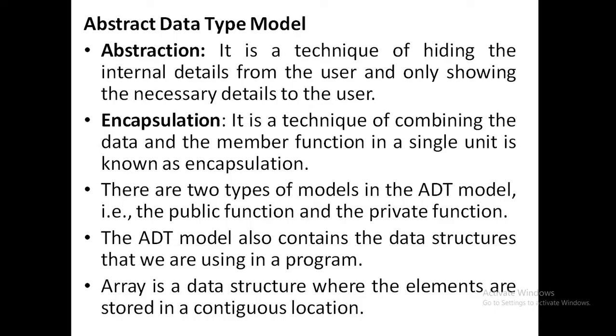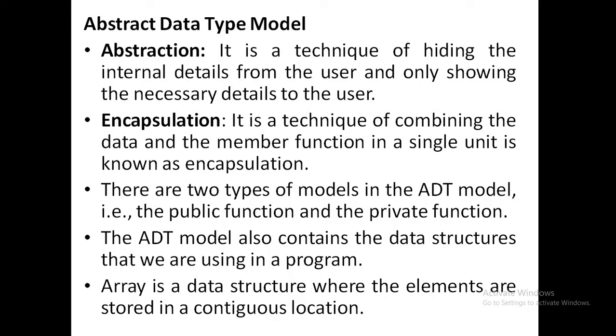Abstract data type model. Abstraction. Abstraction is a technique of hiding the internal details from the user and only showing the necessary details to the user. Encapsulation. It is a technique of combining the data and the member function in a single unit. There are two types of models in abstract data type model, that is the public function as well as the private function. The ADT model also contains the data structures that we are using in a program.